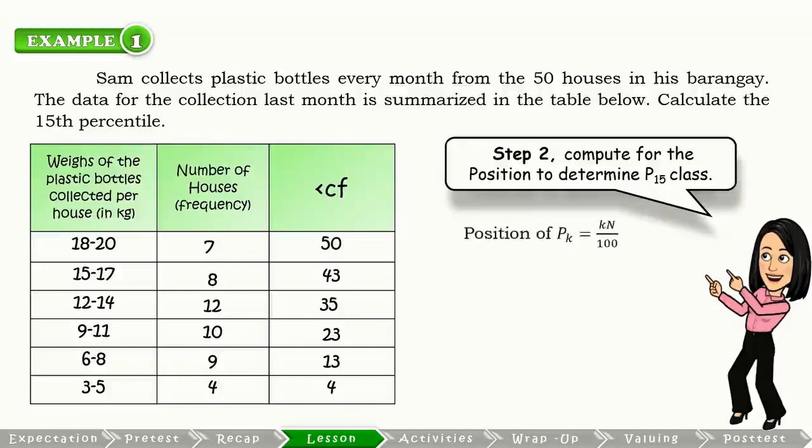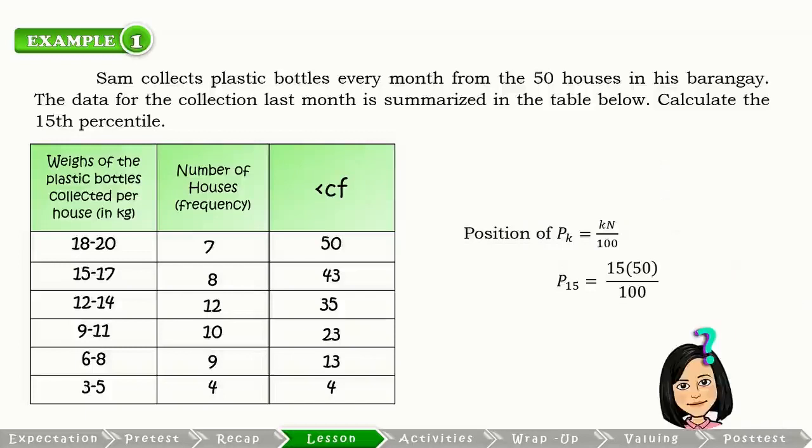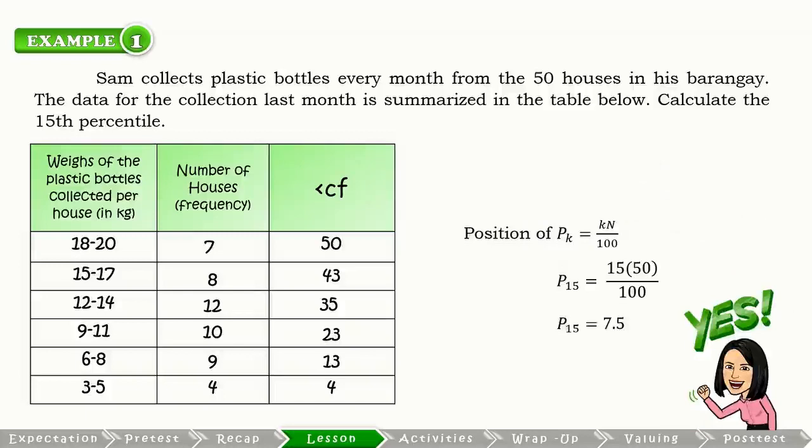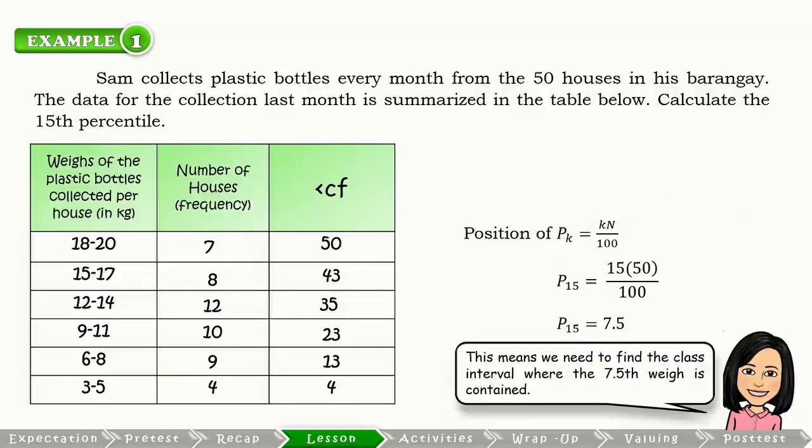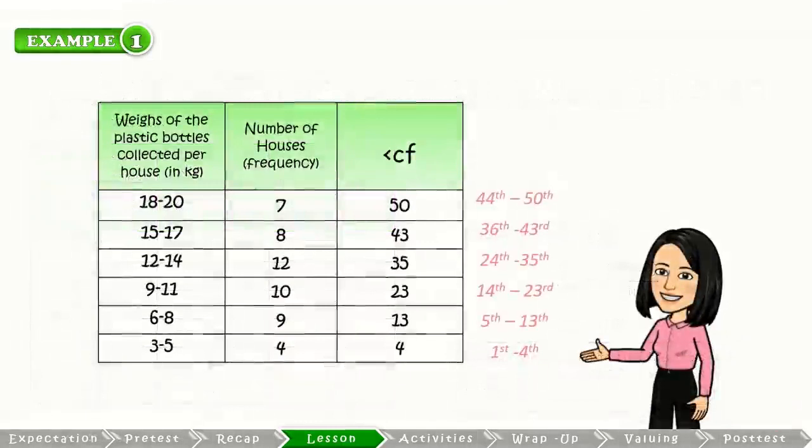Using this formula, we will be able to find where the 15th percentile is located. So let's substitute the values of k and n, and that will become 15 times 50 divided by 100. What do you think is the answer? Correct! It's 7.5. This means we need to find the class interval where the 7.5th house is contained. Note that the 5th to 13th houses belong to the class interval 6 to 8. So the 7.5th house is also within the class interval.